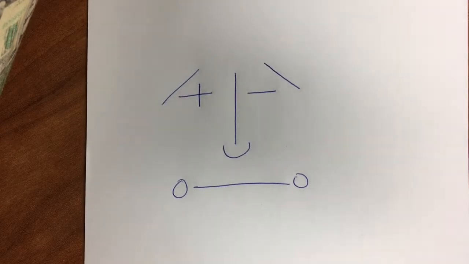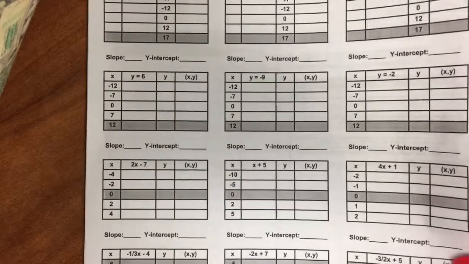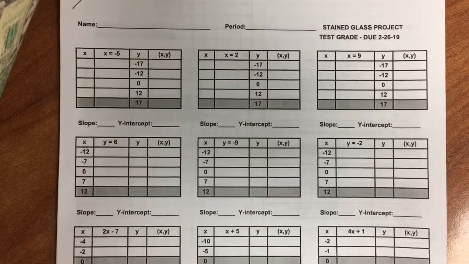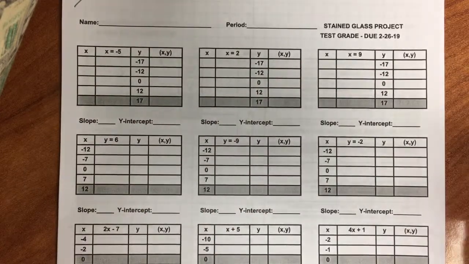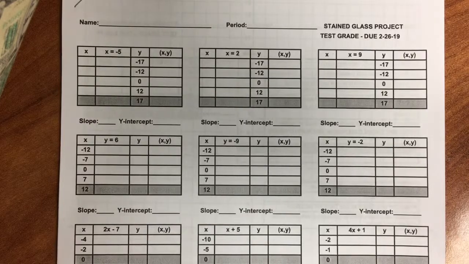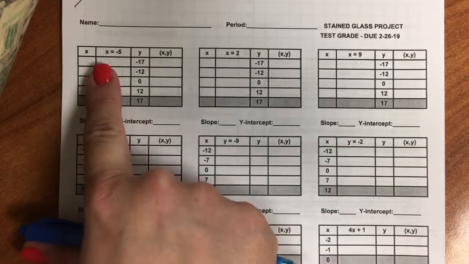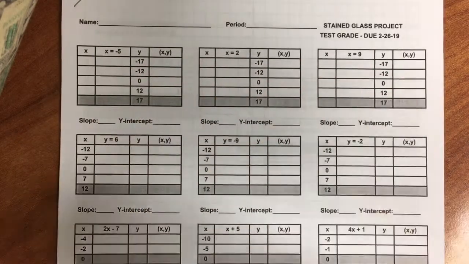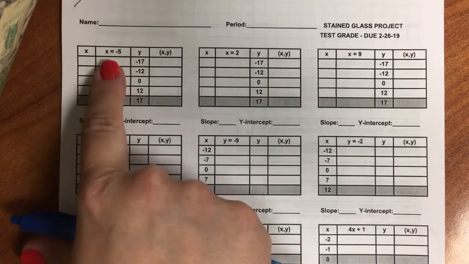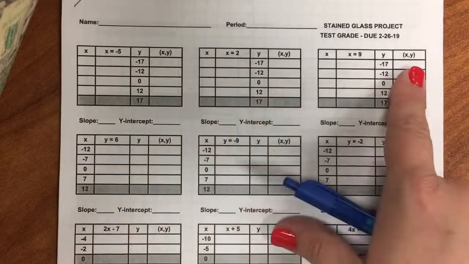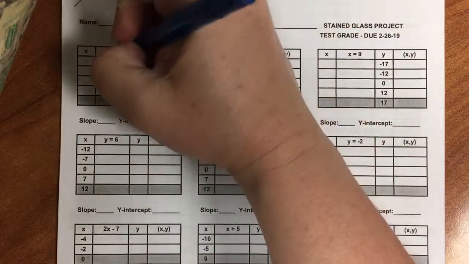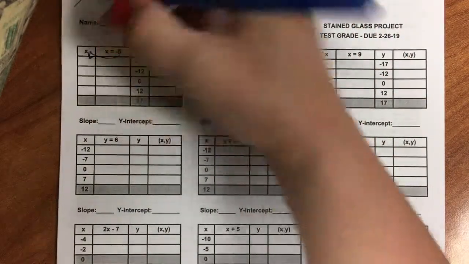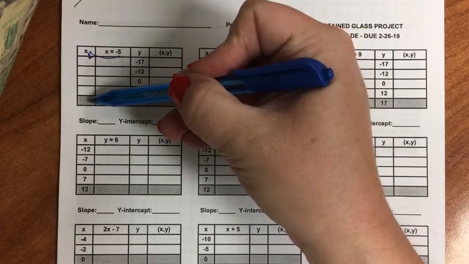Okay, so you are going to create a stained glass project. Each of your equations is different than mine, but here are the basic steps on how to do this. The top three, the first three, say x is equal to some number. Whatever number you have, you're going to write that number 5 times where it says x.